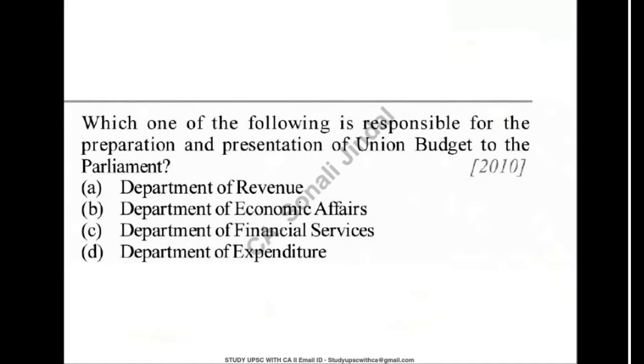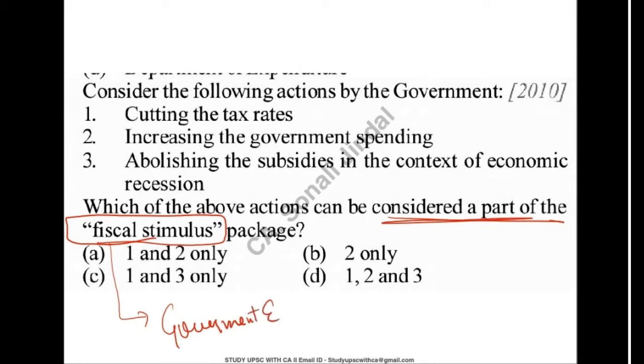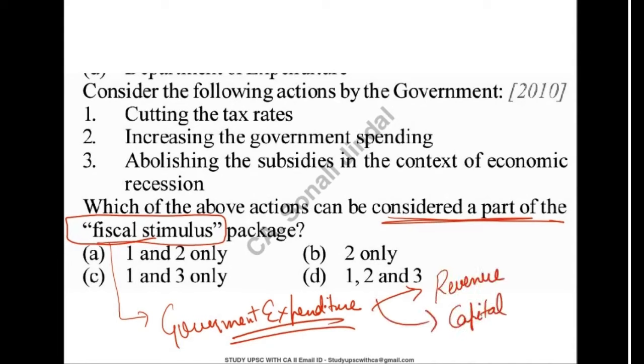Which one of the following is responsible for the preparation and presentation of the Union Budget? This fact you have to learn. The answer is the Department of Economic Affairs. Next question: what is considered a part of fiscal stimulus? Fiscal stimulus is something where the government is increasing its expenditure.